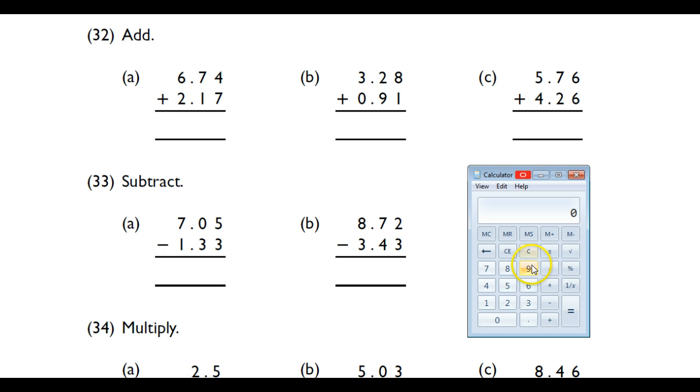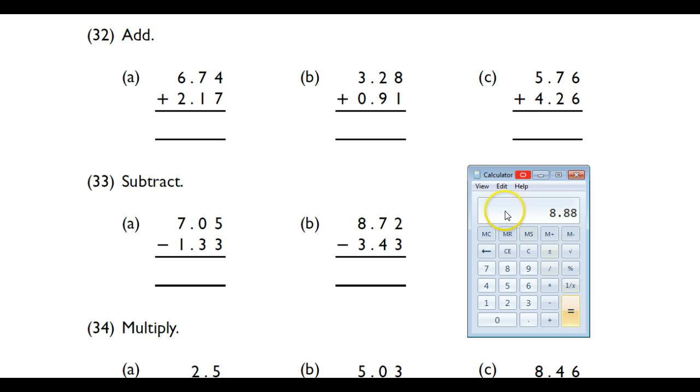Number 32, add. Probably I'll check you with the answer. I'll just use the calculator to check your answer, but you have to work it out yourself at home without using the calculator. Right, for A over here, A is 6.74 plus 2.17, right? Your answer should be 8.88.